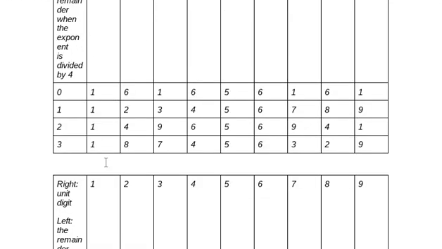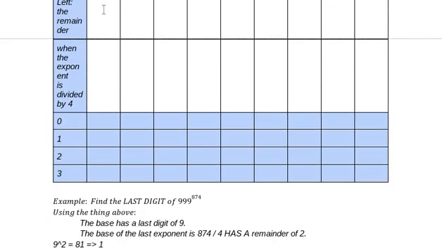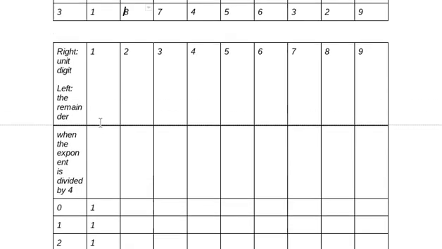It's really hard to say without calculating them, so let's start from 1. 1 to the power of 0 is 1, right? 1 to the power of 1 is 1, 1 to the power of 2 is 1, 1 to the power of 3 is 1. So 1 to the power of everything is 1. And then this one.